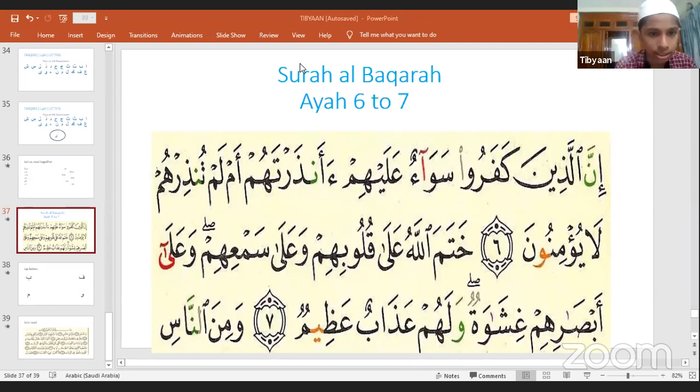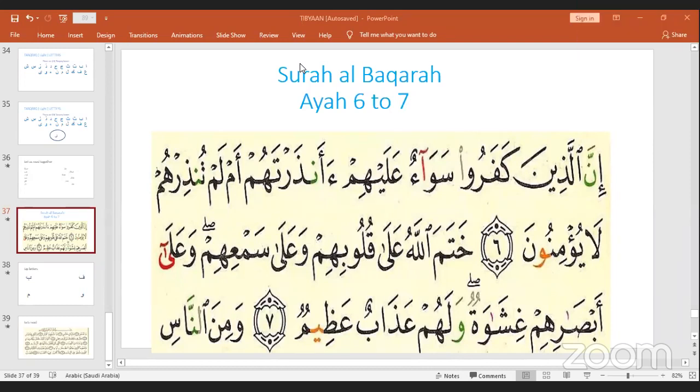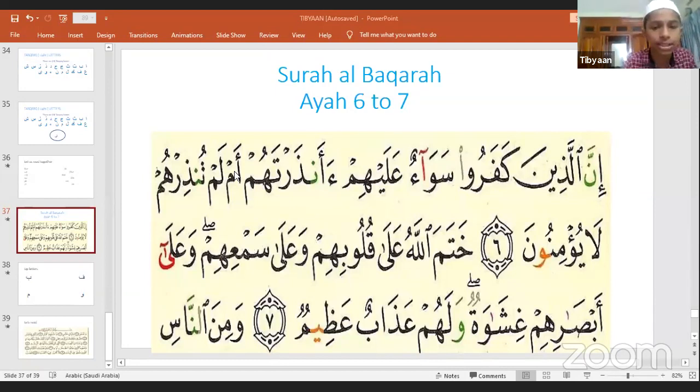Now I'll give it to Aiza. Aiza, we can read together the seventh ayah, if you can unmute. Yes. Okay, Aiza. Very good. Read it after me.